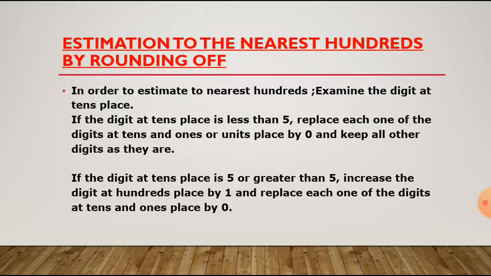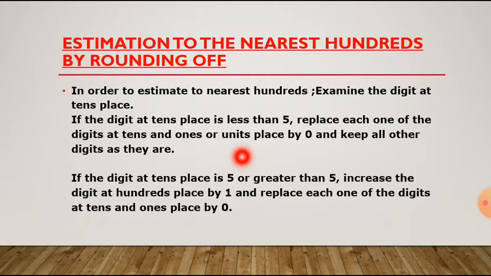Got it? So here, if the digit at tens place is less than 5, replace each one of the digits at tens and ones or units place by 0 and keep all other digits as they are. Okay children, so if the tens digit is less than 5, then you replace the tens digit as well as the ones digit, both by 0. Okay, that is the rule.